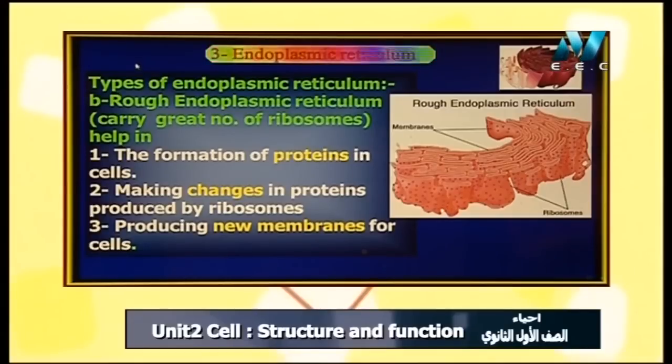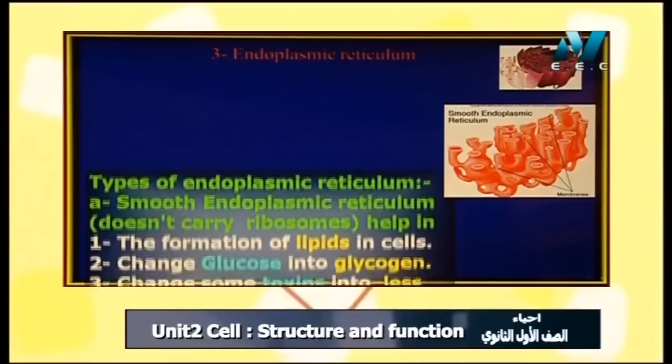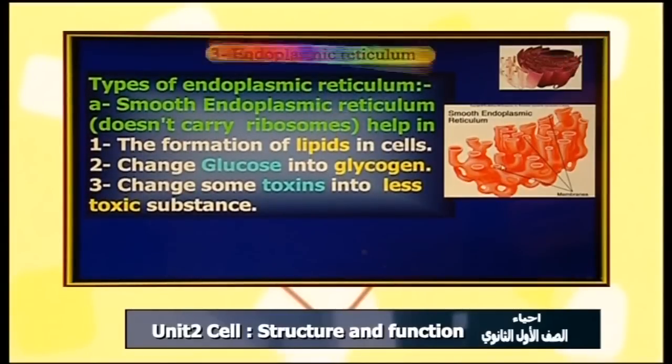لكن قلنا ان الاندوبلازميك reticulum two types. كان الفيرست is the rough endoplasmic reticulum, but the second is the smooth endoplasmic reticulum. Smooth endoplasmic reticulum means it's the endoplasmic reticulum, it doesn't carry ribosomes on its surface. The smooth endoplasmic reticulum has three functions.